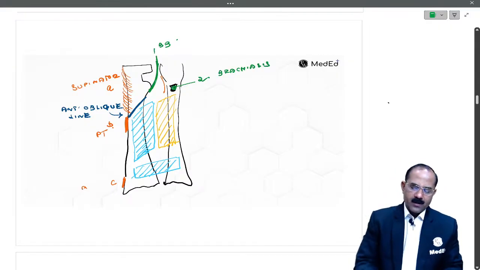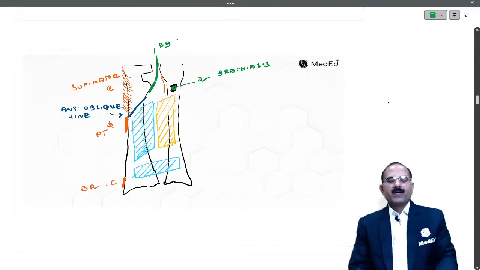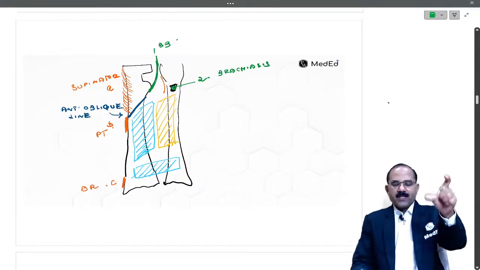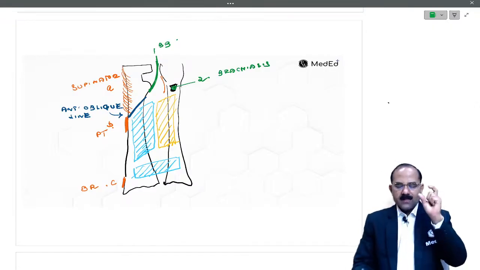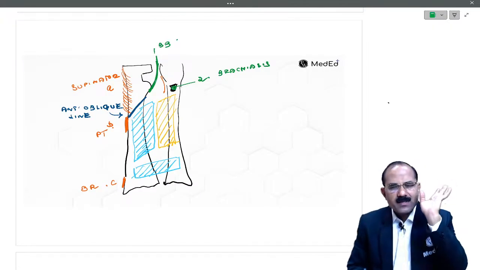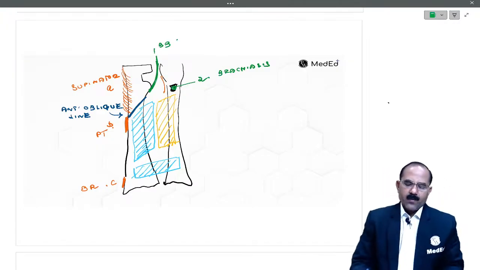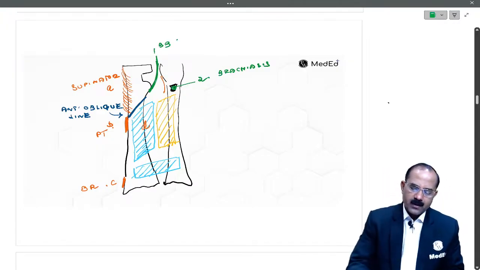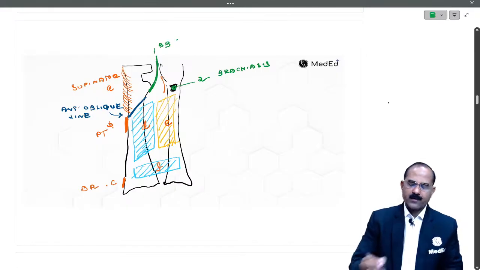And what's C? C is brachioradialis. A is supinator, B is pronator teres, and C is brachioradialis. But you have to know this. This is always asked in the exams, right? Now, what is this number D? Who is E? Who is F? Can anyone answer this?